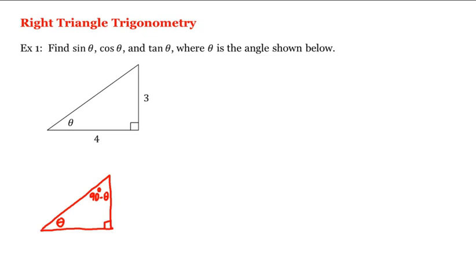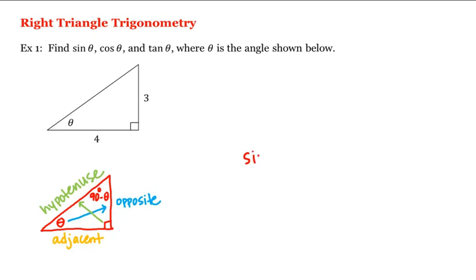But before stating what these ratios are, let's label or give names to these sides of this triangle here. So the side that's across from theta, or opposite theta, I'm going to label as opposite. The side across from the right angle is called the hypotenuse. And the third side next to theta, or adjacent to theta, we call the adjacent side. And now we're ready to name these ratios.